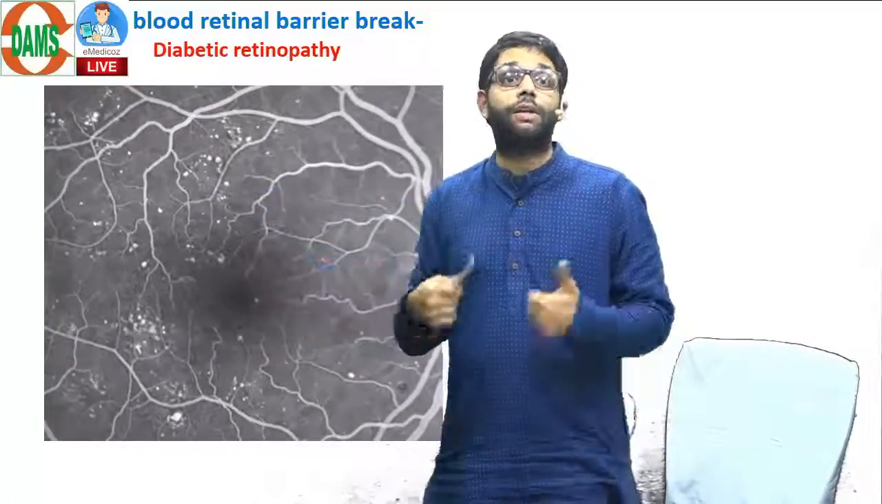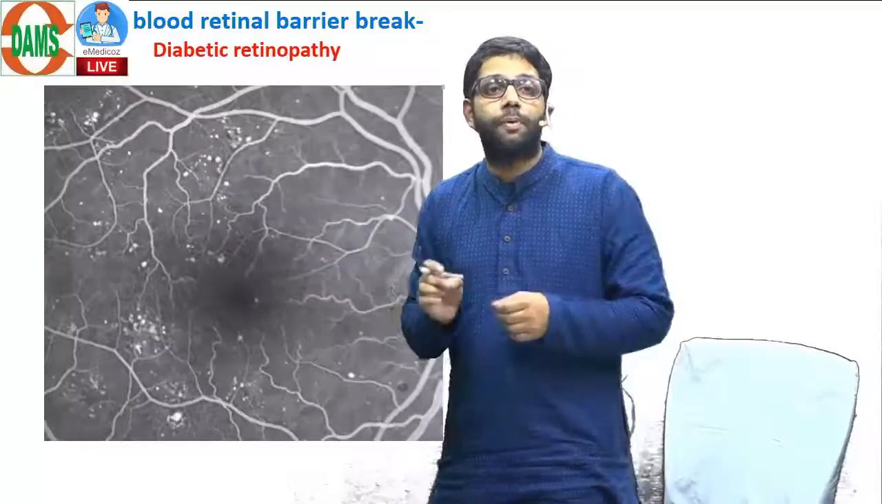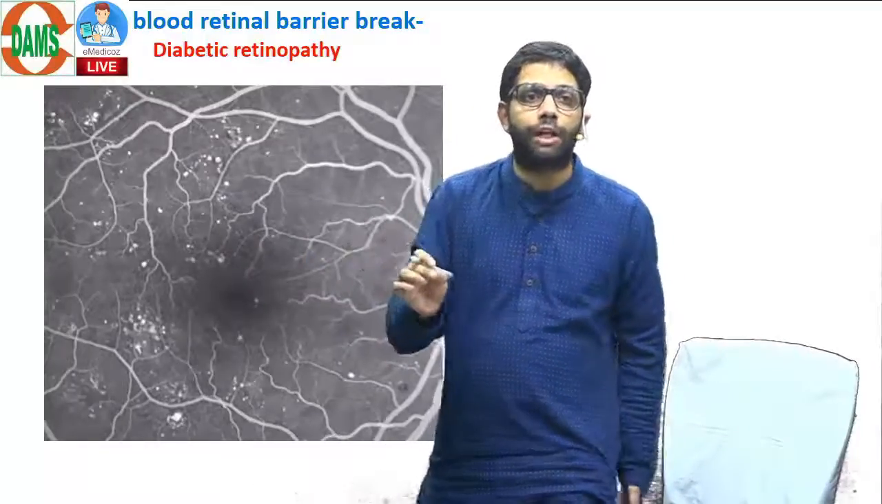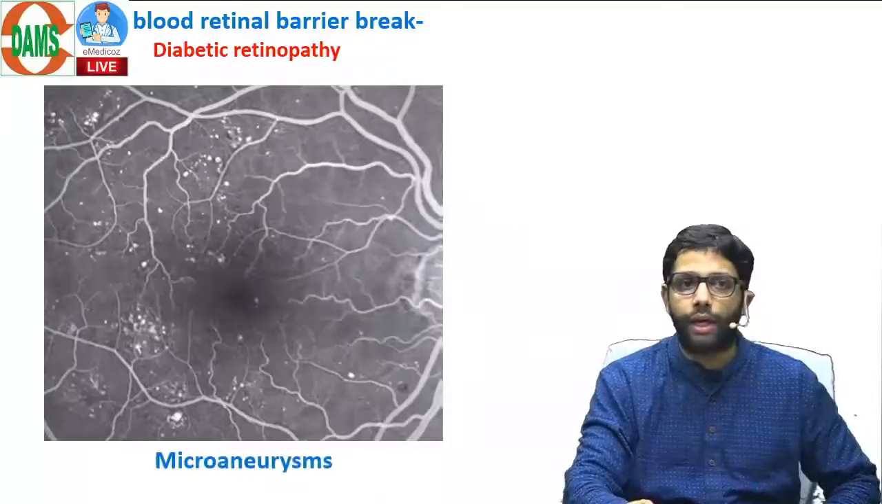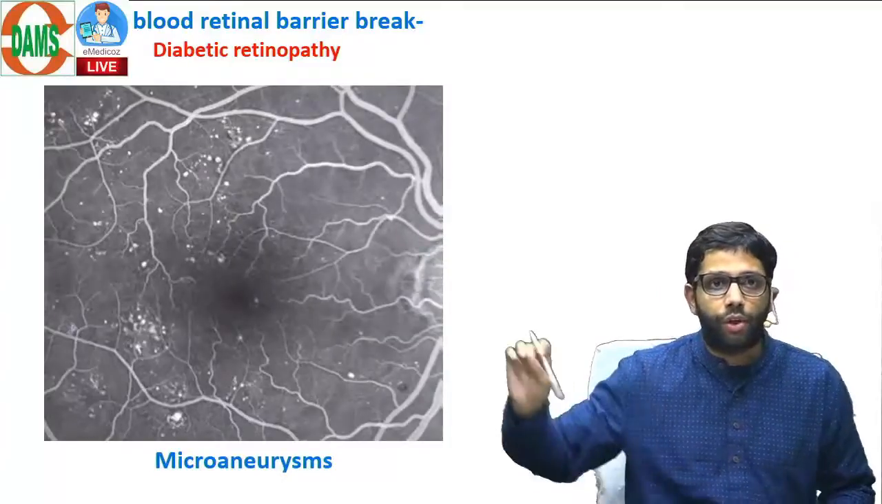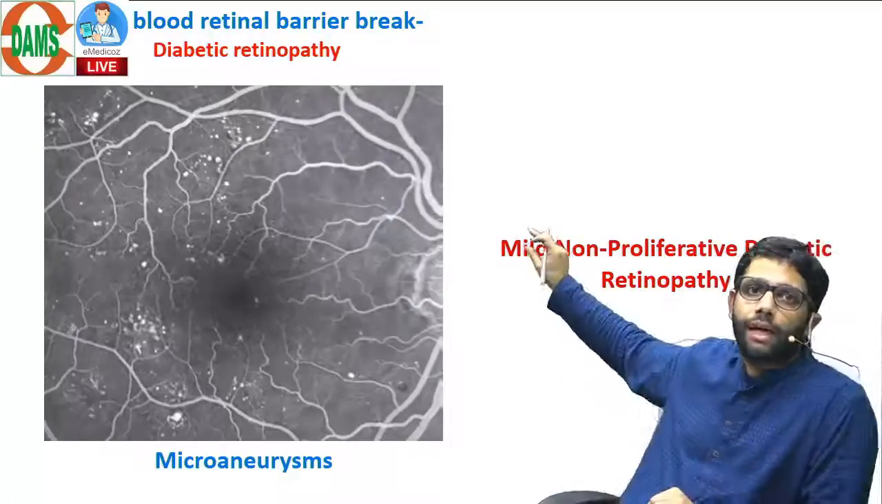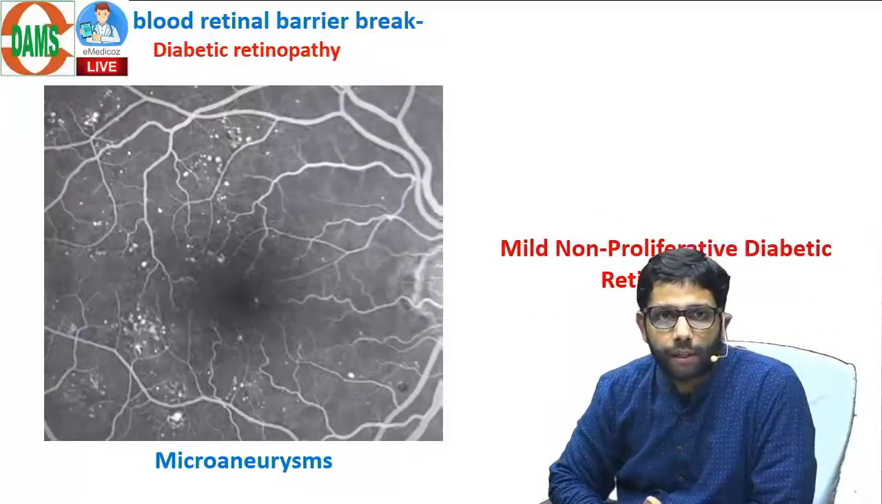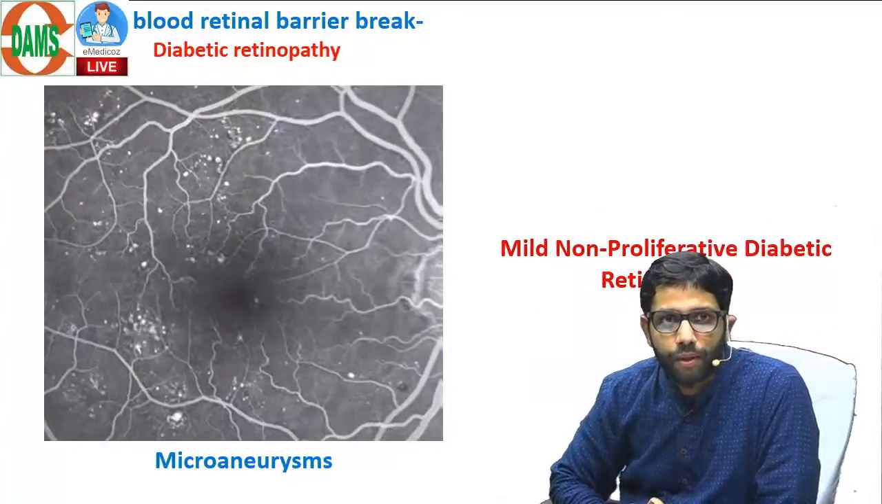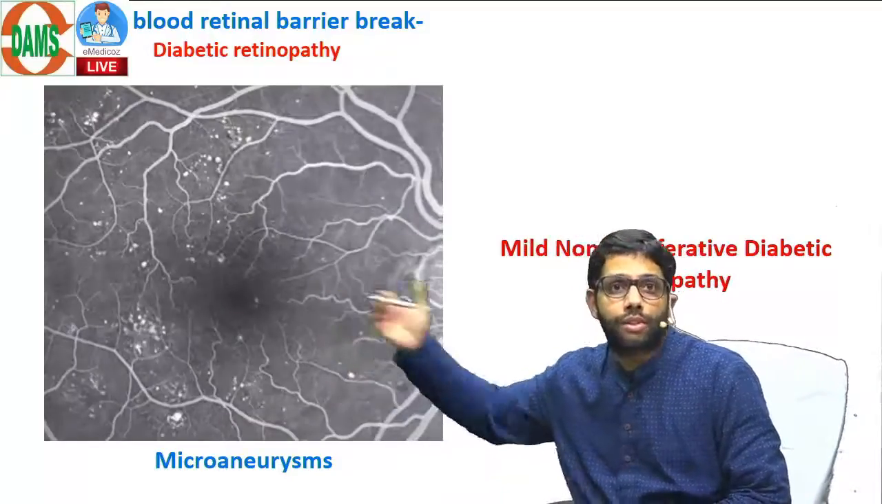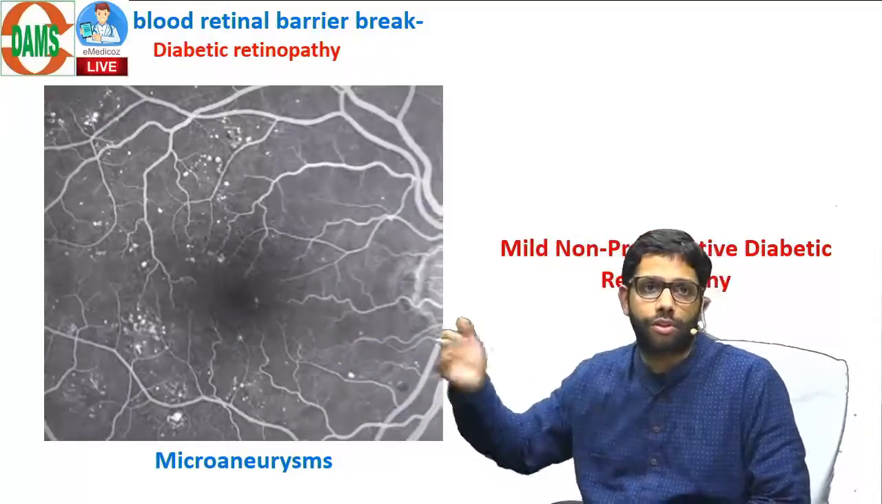hyperfluorescence dots, hyperfluorescence. These are also leaking because in diabetic retinopathy, these are microaneurysms, microaneurysms, which is seen in the early stages of diabetic retinopathy. You call it as mild non-proliferative diabetic retinopathy. So these are also hyperfluorescence example, leaking, hyperfluorescence.